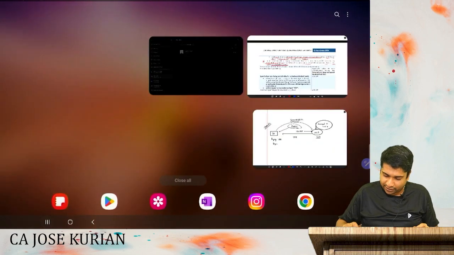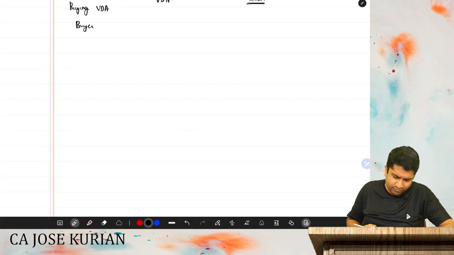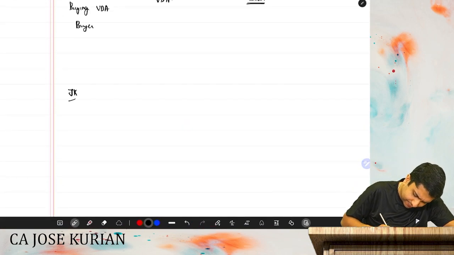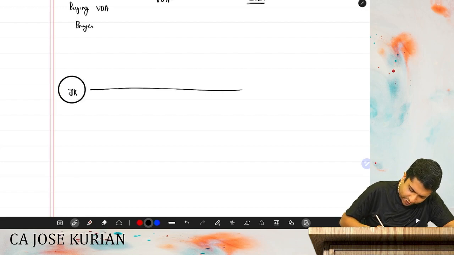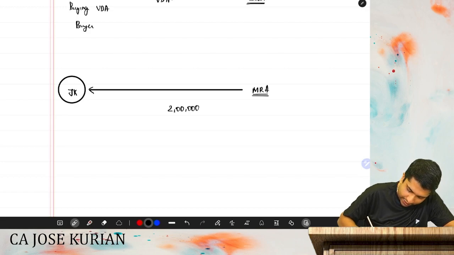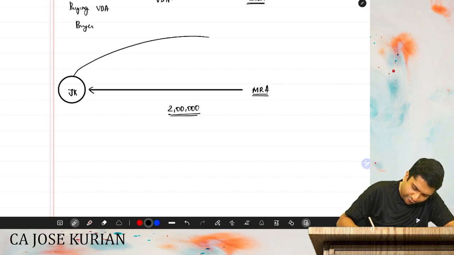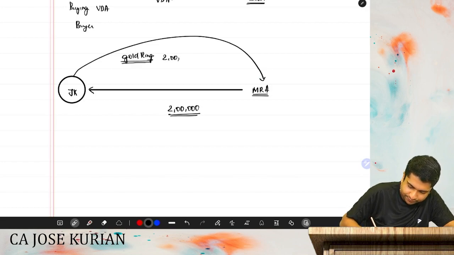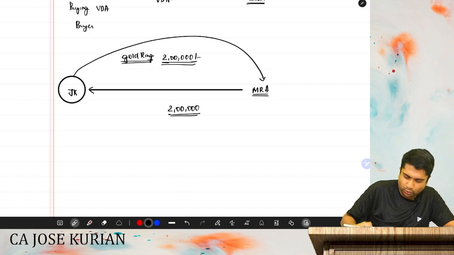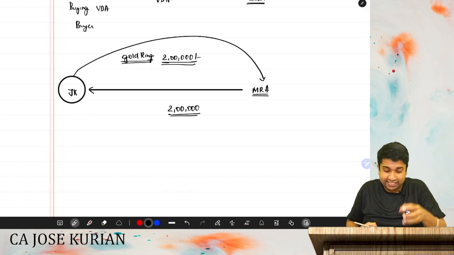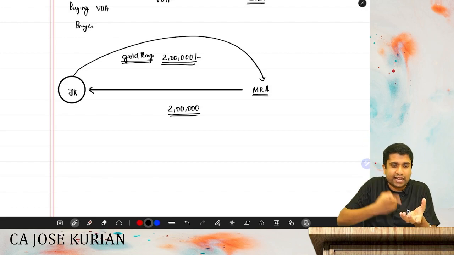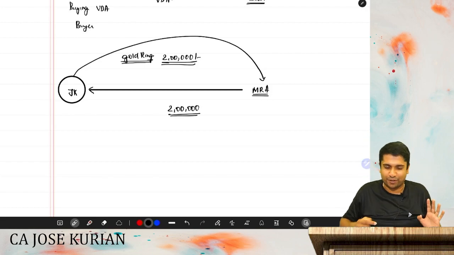So what do you mean by this, friends? It's a simple point. Listen, say for example I am the buyer and I'm buying virtual digital assets from Mr. A. So Mr. A is the seller. He is giving me virtual digital assets of value 2 lakh, and instead I am giving him my gold ring worth 2 lakh. Now the question is, how can I deduct TDS from this gold ring? Do I have to take an axe and cut a portion of the gold ring as TDS? Not possible. So what to do?